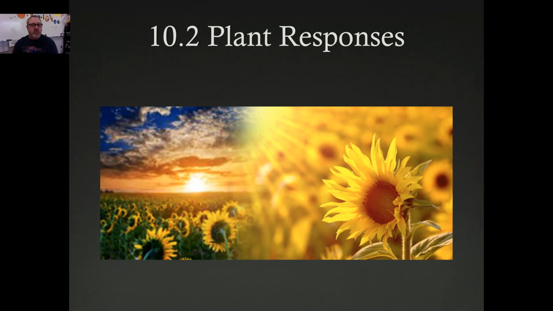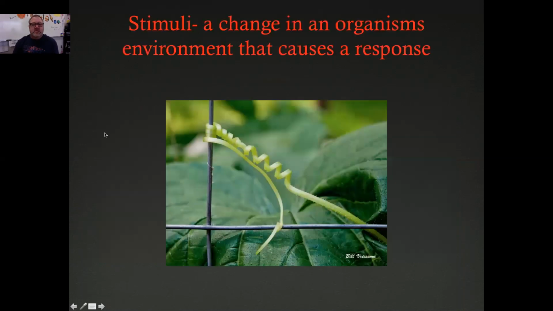10.2 is about how plants respond to differences in the environment or changes in the environment or different stimuli that they receive in the environment. So a stimulus is just a change, some sort of a change in the organism's environment. Okay, so where the thing lives, there's some sort of a change in that environment and it causes a response. If it doesn't cause a response, then it's not a stimulus, right?